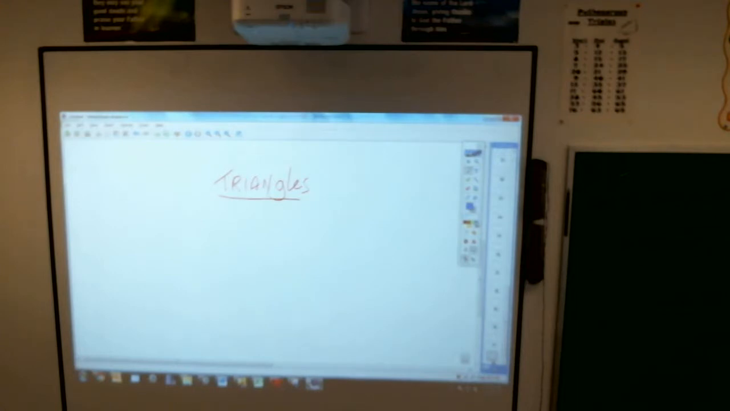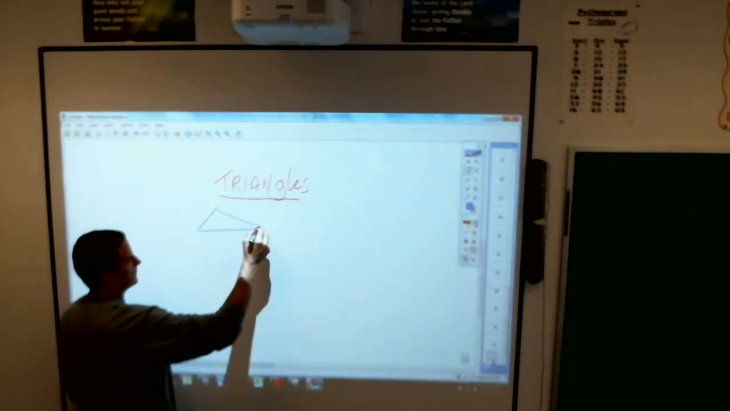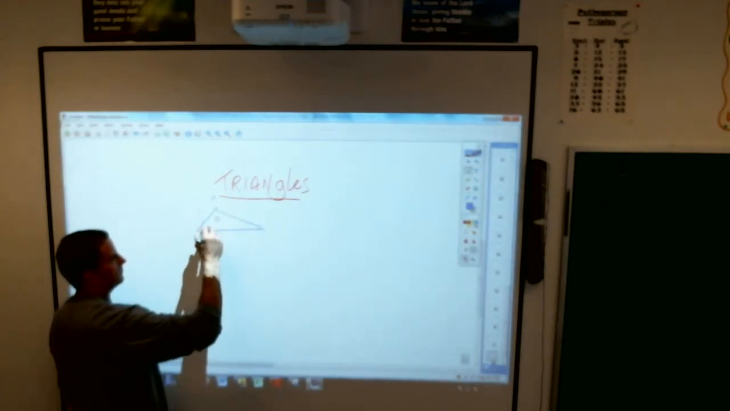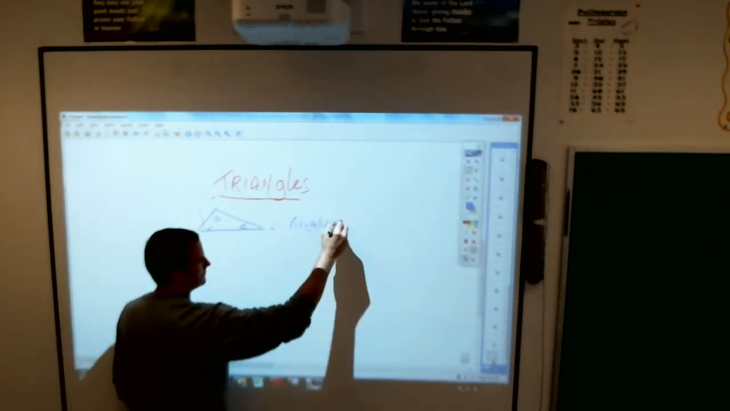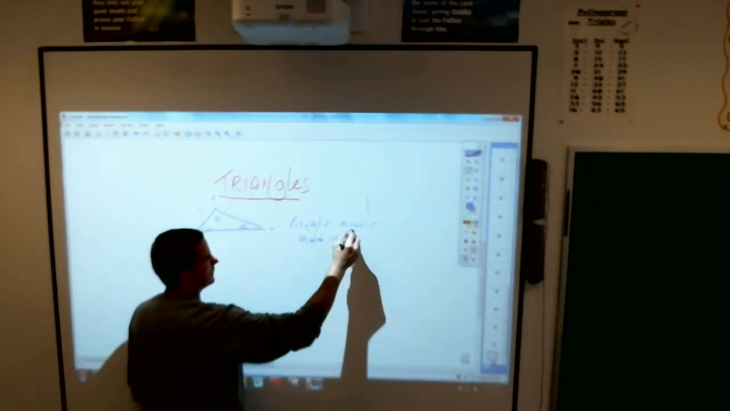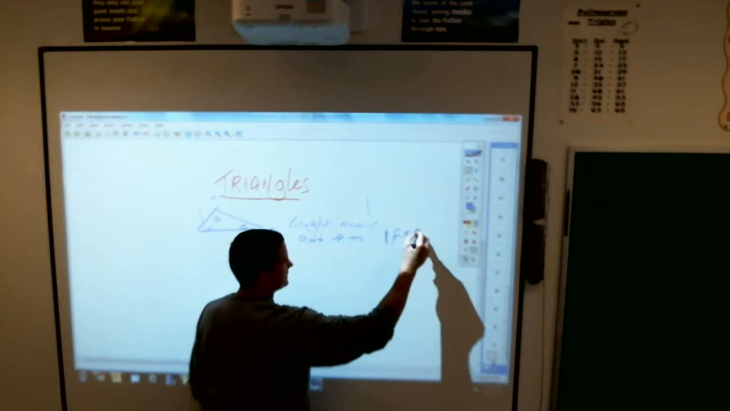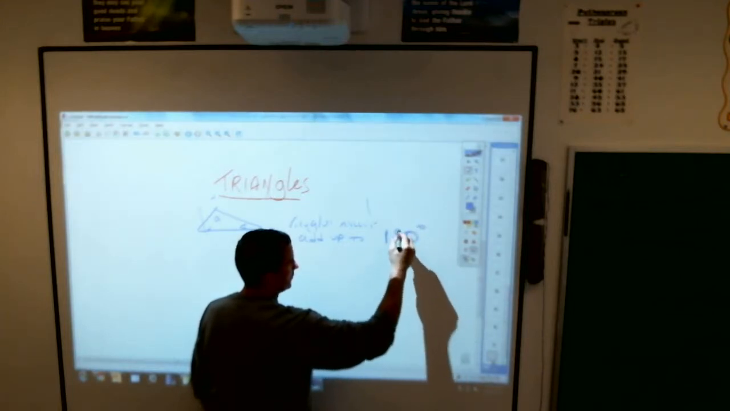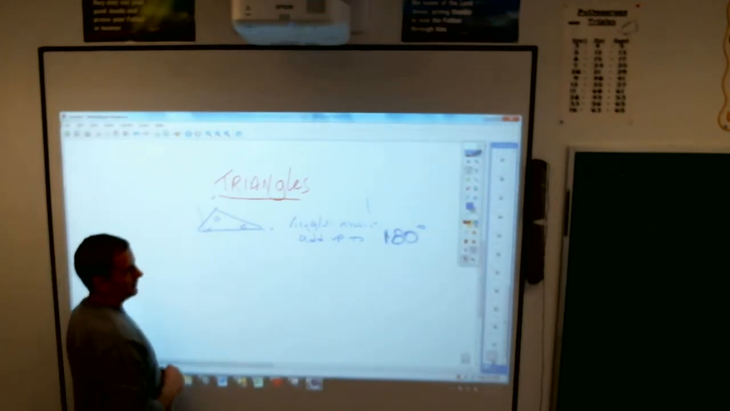The first thing to know about triangles is that every triangle, if you add up the inside angles A, B, and C, the angles in a triangle must add up to what? 180 degrees, which is quite basically the same thing as a straight line. 180 degrees.